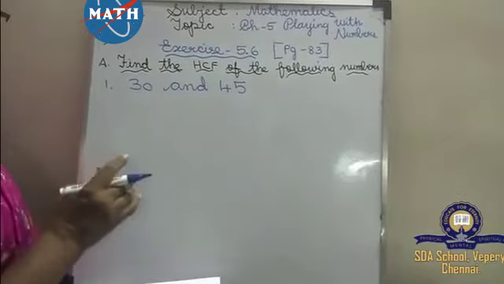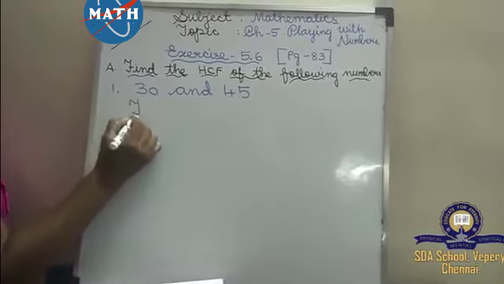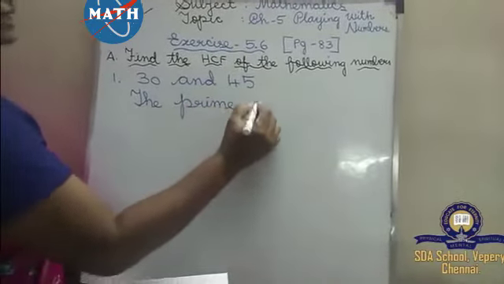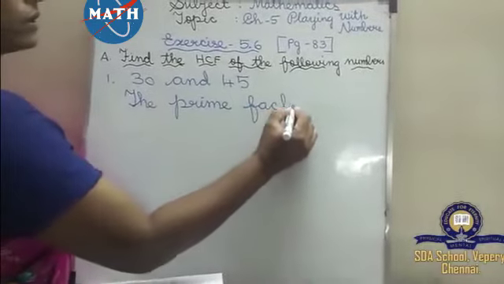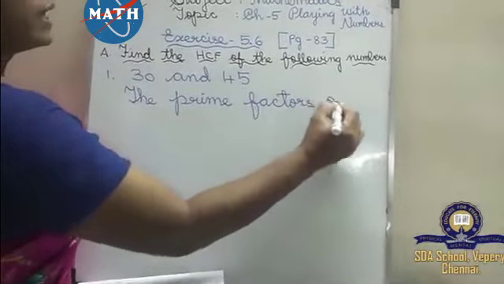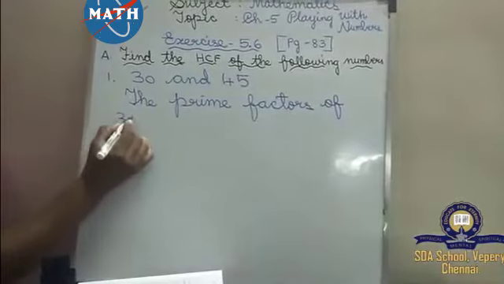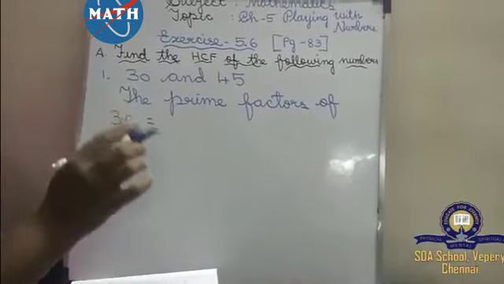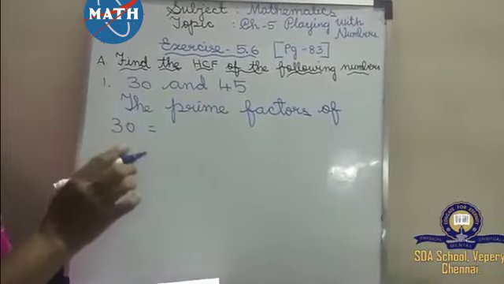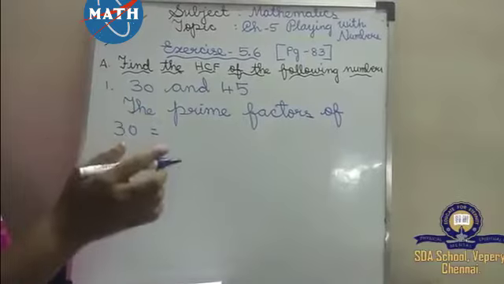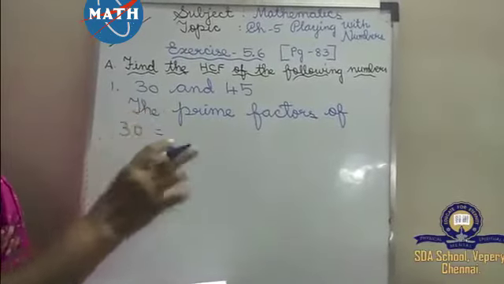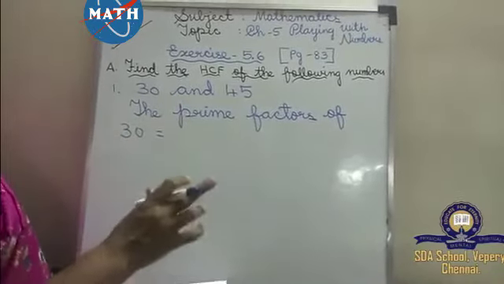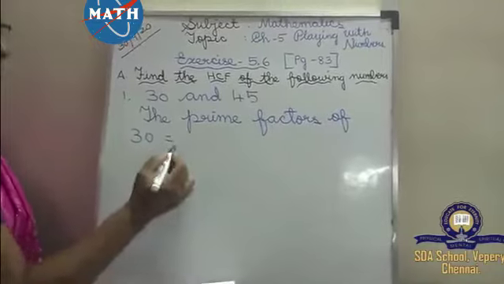First we have to find the prime factors of 30. In which tables does it go? We have to write only the prime numbers. In yesterday's class we learned what prime numbers are: 3, 5, 7, 13, 11 like that. The numbers divisible only by 1 and the same number are prime numbers. So we have to write the prime numbers only.